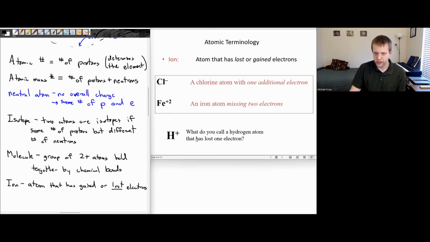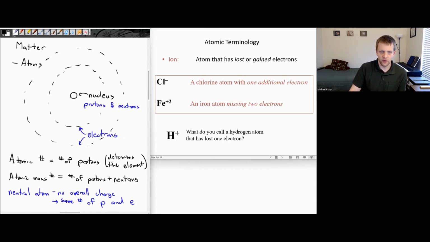And this last little question here, what do you call a hydrogen atom that has lost one electron? Well, remember, for hydrogen, we have one proton and one electron going around the outside of it. So for hydrogen, if I ionize that hydrogen and remove that one electron that it does have, we're just going to be left off with that proton.